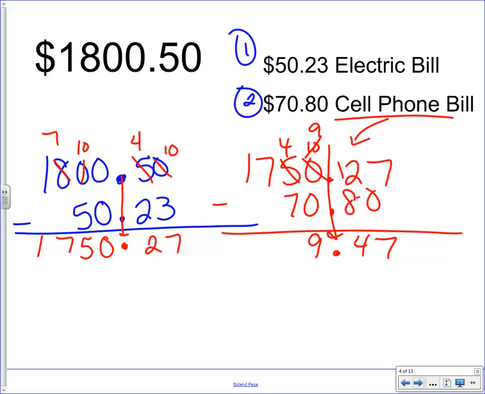9 minus 0 is 9. 4 minus 7 I can't do, so I need to make this a 6 and make this a 14. 14 minus 7 is 7, and then 6 and 1 because there was nothing else to be brought down. Okay. So for this, I want you to see that this is money, so we need to make sure that my final answer is written in money.